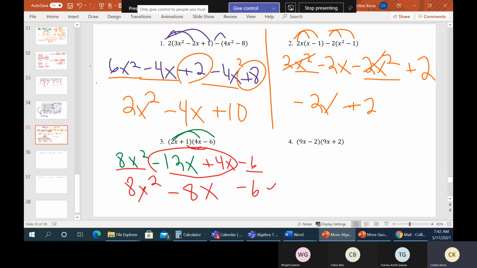Okay, so with these guys, about the only thing that ever happens unusual is sometimes you will get the middle terms to cancel out and you won't have a middle term. Okay, so take a look at the next one and then we'll talk.